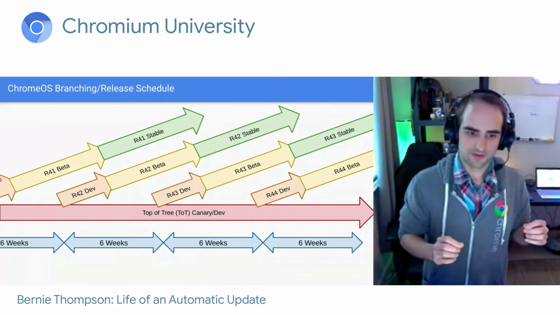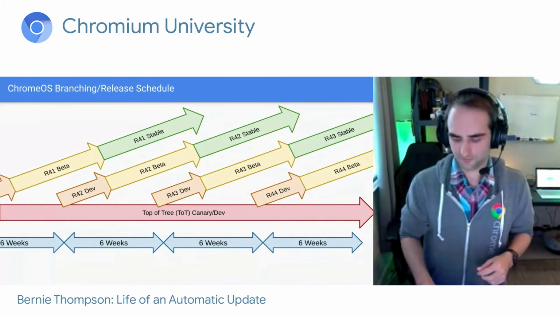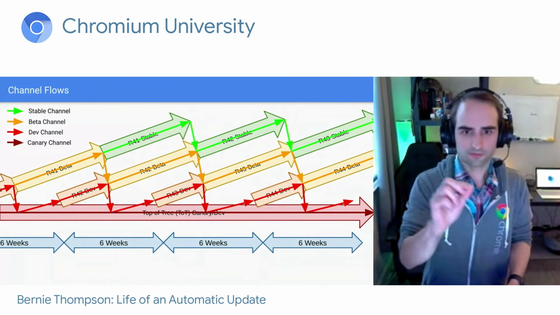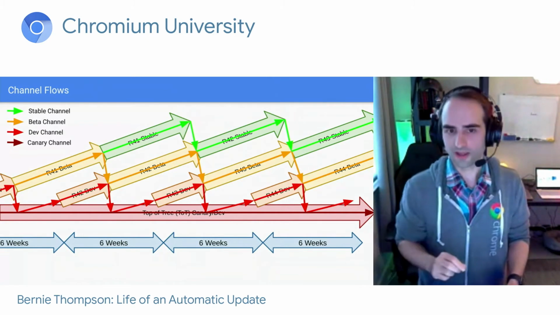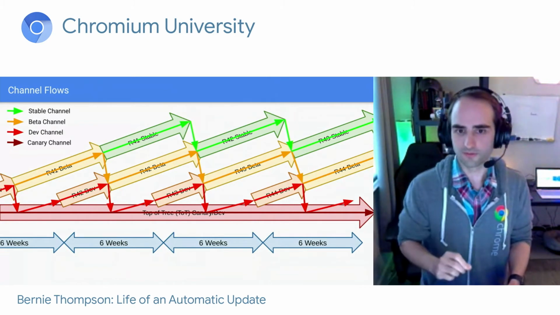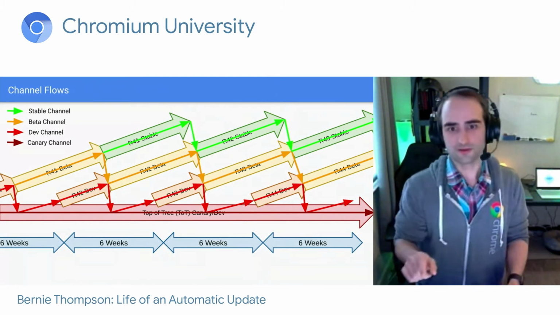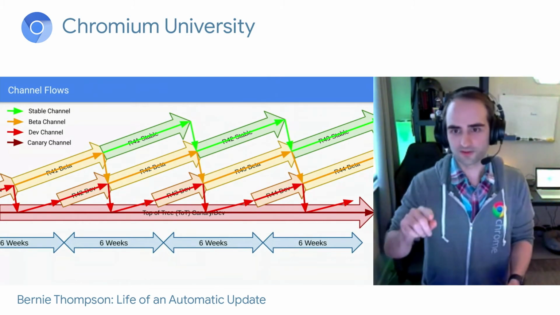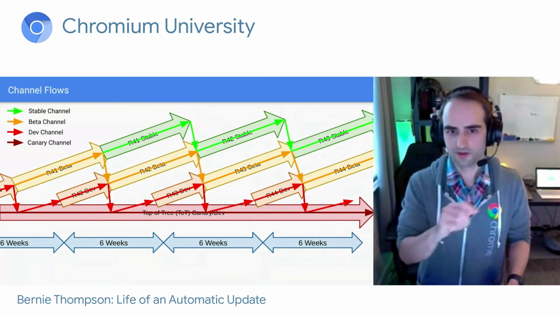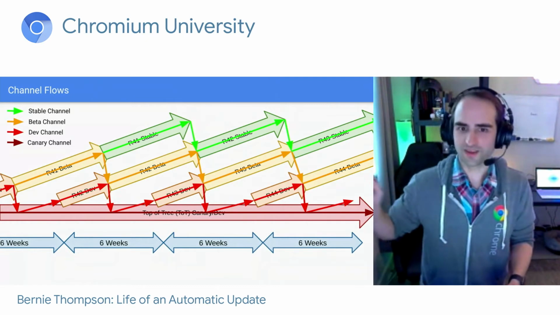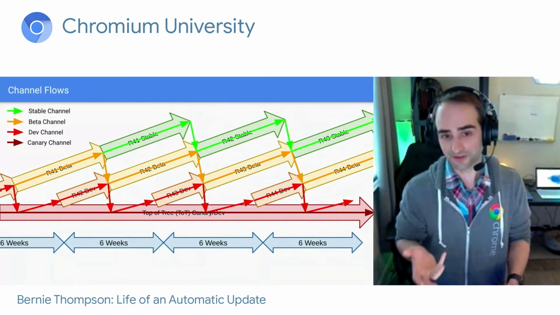Now, if we follow along the channels, we can get a view that looks something like this. Here we trace through what a user on a particular channel actually receives from the various branches that exist. As we discussed, Canary's flat against TOT. Dev oscillates between TOT and a release branch. Beta's in the mid-region of a release branch at all times, and stable is on the outer end of the release branch at all times.